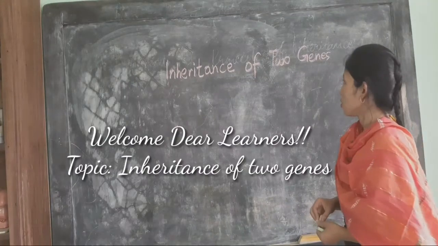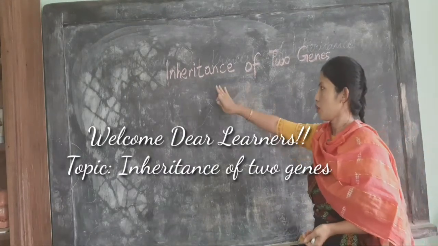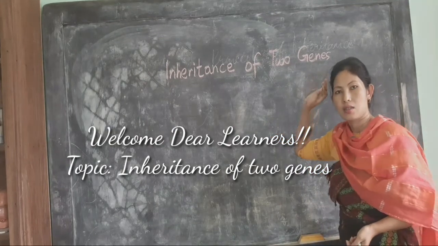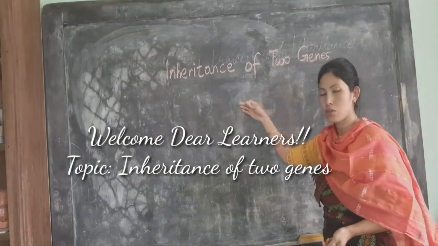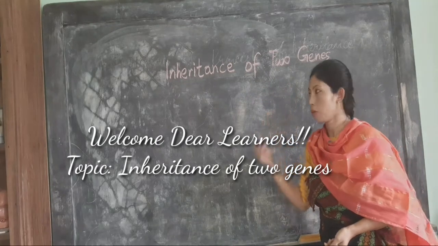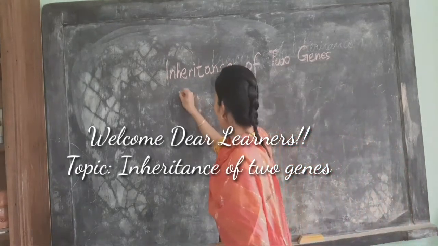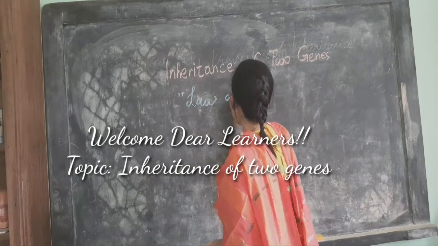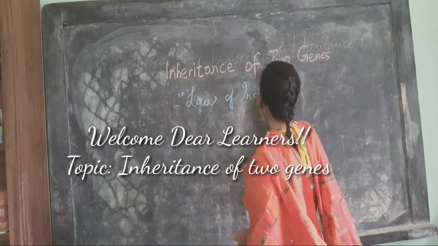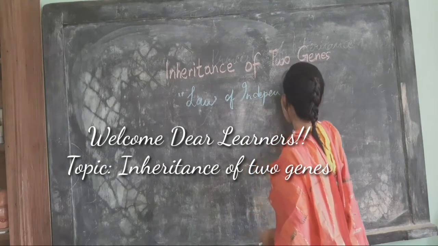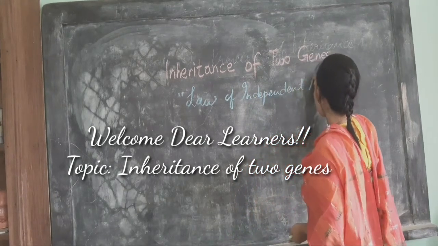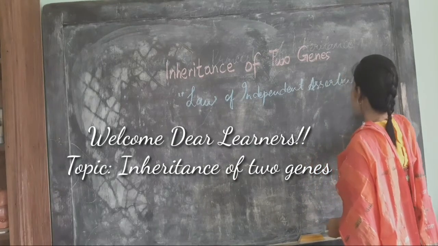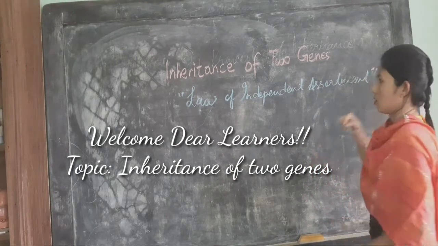Hello everyone. In this video we are going to discuss the topic inheritance of two genes from the lesson Principle of Inheritance and Variation from class 12. This is the video of an offline class, recorded for the students who cannot attend the class due to the pandemic, so that they can see and learn the topic.